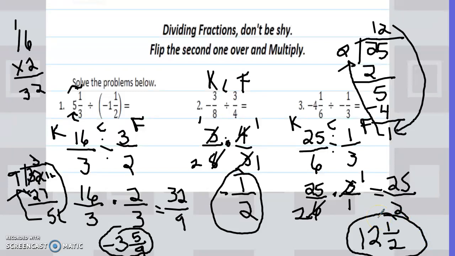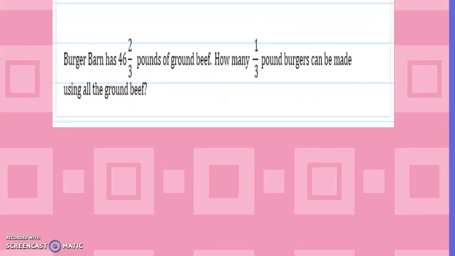Remember, if I go too fast or you didn't understand it, pause it, rewind, stop, and go through. Okay, last one. Burger Barn uses 46 2/3 pounds of ground beef. How many 1/3 pound burgers can be made using all the ground beef?